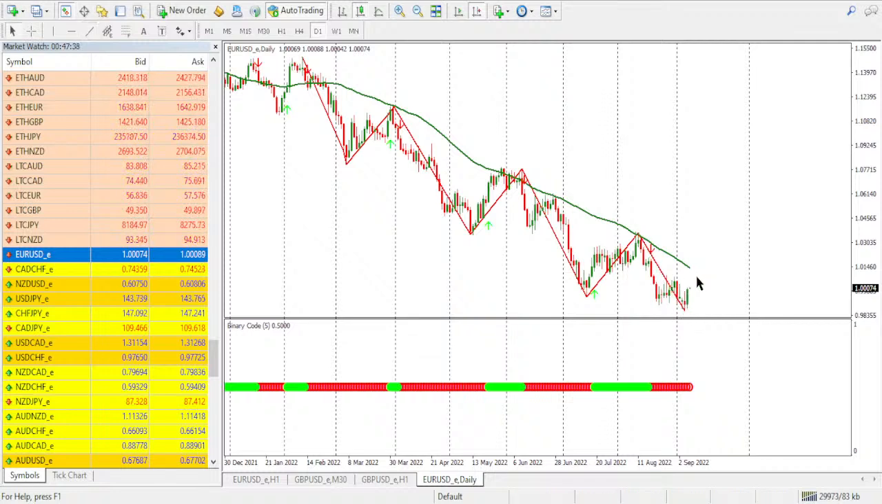So what I want us to see on this chart is that every time the price goes down, it tends to move up.